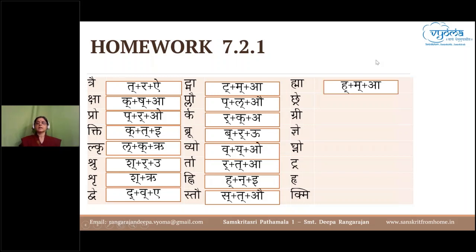Three. Chakara. Rakara or Ekara. Cha, which is the Mahaprana, second letter of the Chavarga. Then Repha, then Repha or Ekara. Gri. Gakara plus Repha plus Ekara.